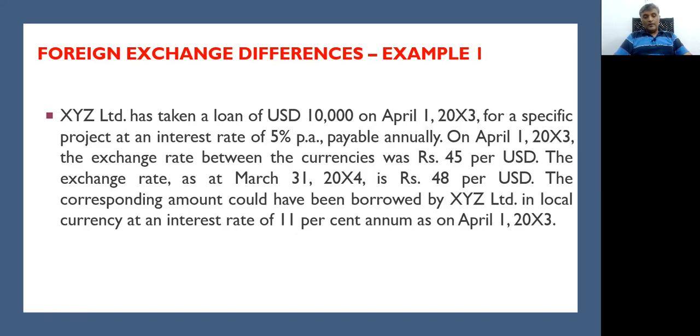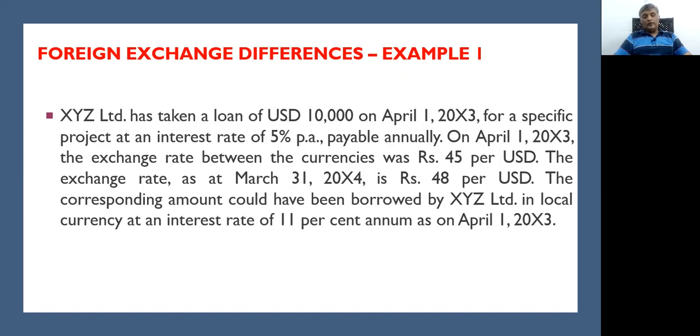Had you borrowed the same money in India, the corresponding amount that would have been borrowed by XYZ in the local currency at an interest rate of 11% per annum as on 1-4-20X3. So let me summarize. You're borrowing $10,000 on 1-4-20X3 at 5% interest. The exchange rate on that day was 45. Now, end of the year, it has become 48. Had you borrowed in Indian currency, the interest rate is 11%.